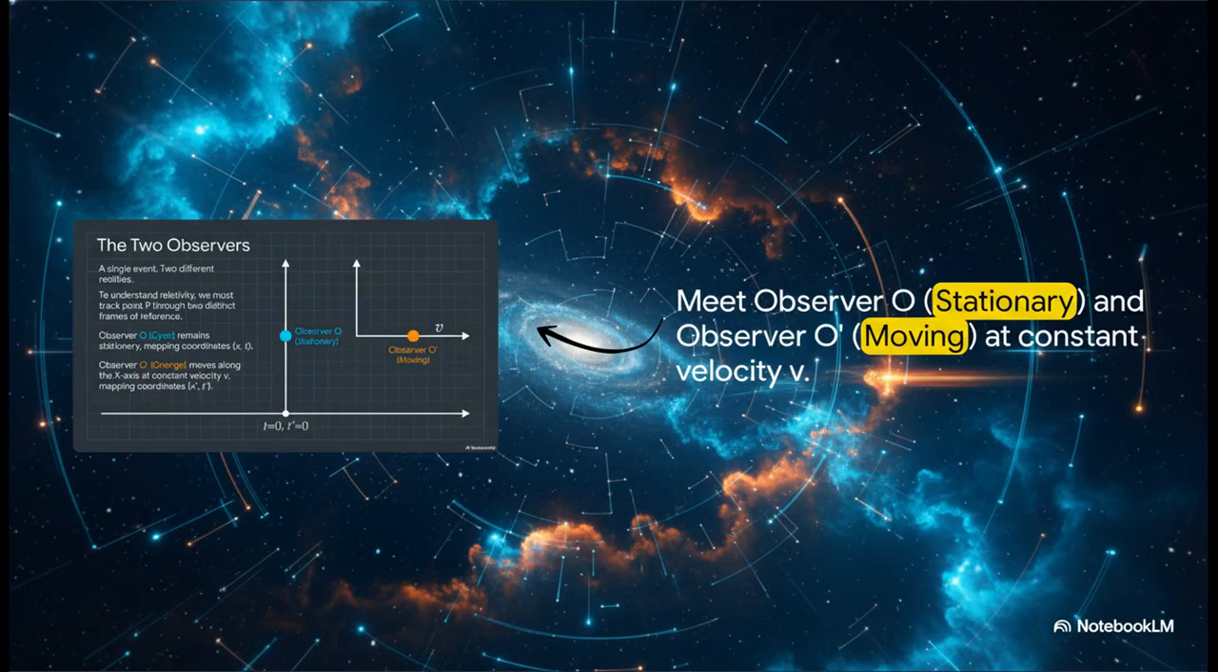Okay, to really dig into this, we need a couple of characters. So let's meet Observer O, our cyan friend, who's just hanging out stationary. And then we have Observer O prime, in orange, who's zipping by at a constant speed v. Now, they both start at the same spot when the clock hits 0, but believe me, their views of reality are about to split. Big time.